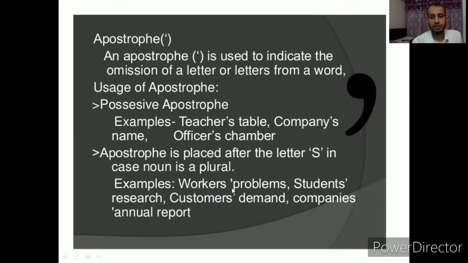In each and every case, look at that. Workers, plural number. In case of the plural number of any noun, we can use the apostrophe after the S. We have to add an extra S after the main noun, so our apostrophe will be after the S. Problems, students. So this is the example of the apostrophe placed after the letter S in case the noun is plural.